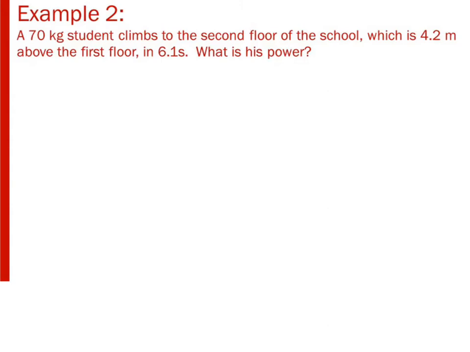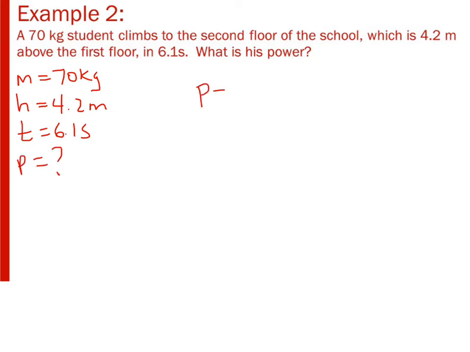This one's a little bit trickier, so we have a mass. So let's write down what we know. A 70 kilogram student climbs to the second floor of the school, which is 4.2 meters above the first floor. And we have a time of 6.1 seconds. So what is his power?